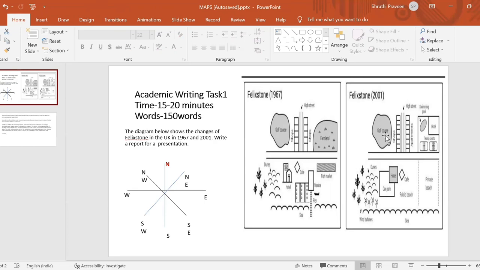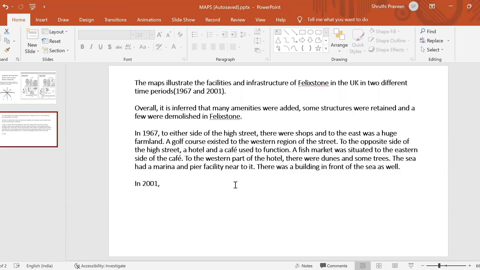Now, let's talk about the upper part of the map. What happened in the upper part? The golf course and one shop was retained. Sorry, not one shop. Shops on the western side were retained, right? While the shops on the eastern side, or to the left of the high street, were replaced by an apartment complex. If you can see these shops, now it is apartments. Okay, so that is going to be my first point.